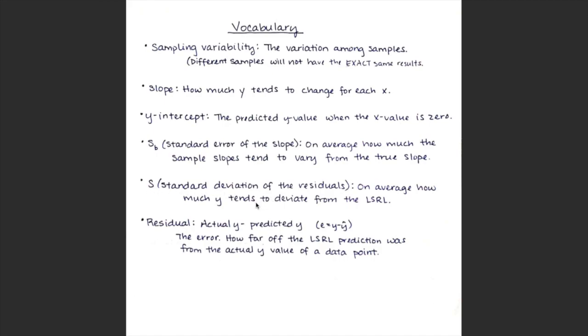So before we talk about this definition, I wanted to talk about what a residual was, in case you forgot. So the residual is really just the error. You take your actual y value and then you subtract whatever your least squares regression line predicted the y value would be. So it's basically just telling you how far off the prediction was from the actual y. Okay, so the standard deviation of the residuals is on average how much the actual y tends to deviate from the least squares regression line, right? The predicted y value. Okay, that's all.